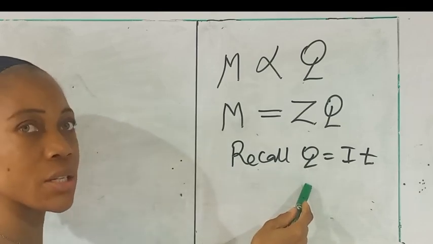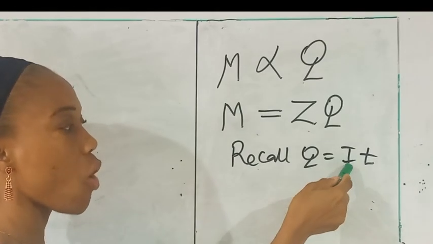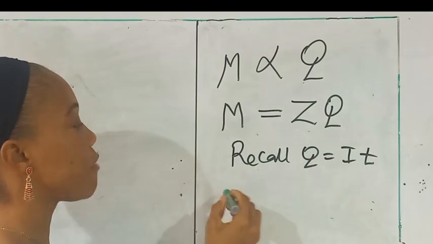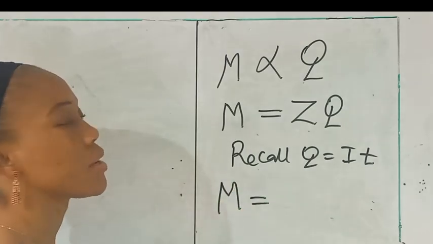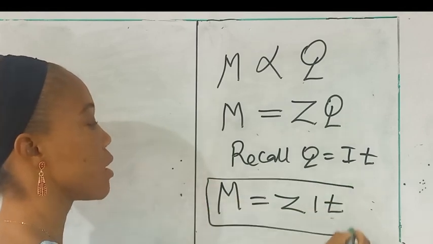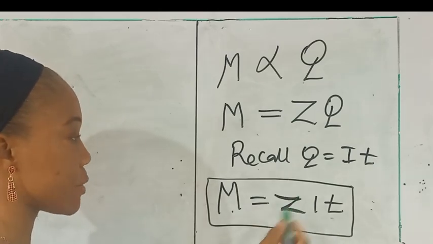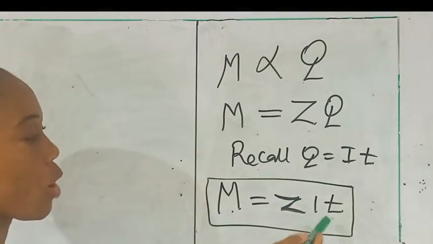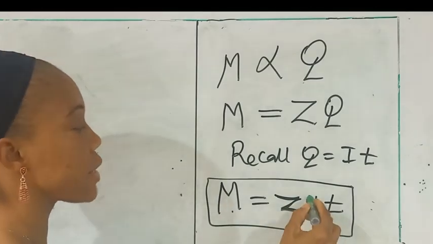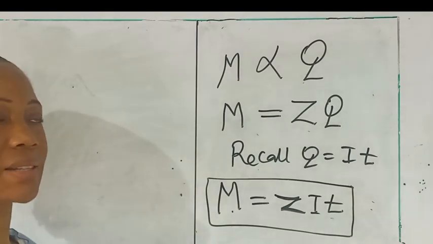Q is charge. Quantity of electricity is equal to current times time. Finally, we have the mass to be equal to ZIT. Mass in kg, the electrochemical equivalent in kg per coulomb, and then the current in amperes and time in seconds. Let's take this example.